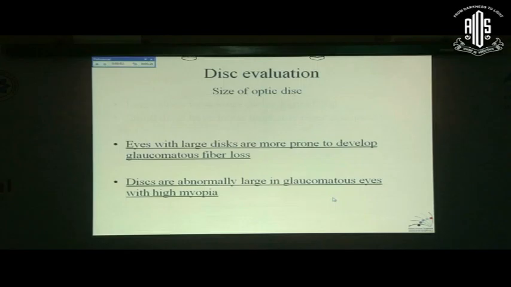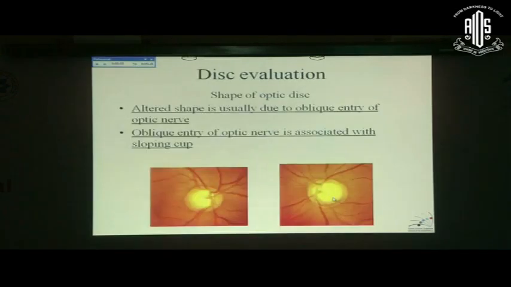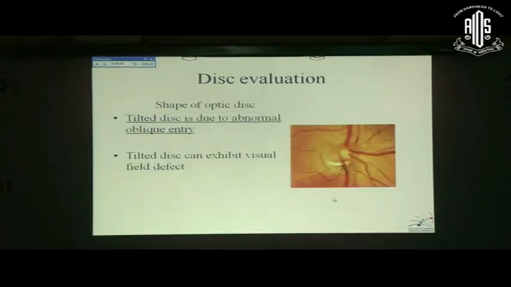Eyes with large discs are more prone to develop glaucomatous fiber loss, whether the discs are abnormally large in glaucomatous eyes with high myopia. Considering the shape, altered shape is usually due to the oblique entry of the optic nerve, which may be associated with the sloping cup. In case of the tilted disc, it is due to the abnormal oblique entry, and the tilted disc may show the abnormal visual field defect corresponding to the crescent.